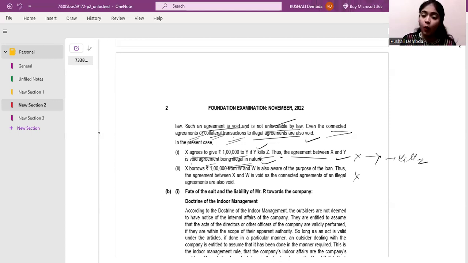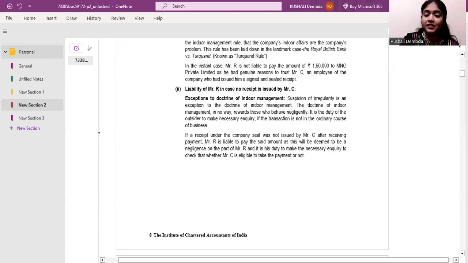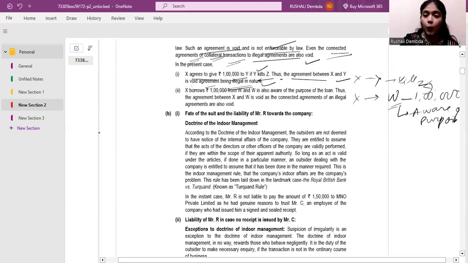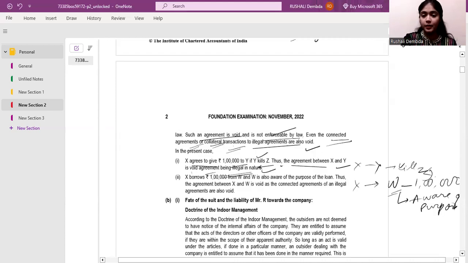Now, X borrows money from W to pay Z. To pay Y, he has to borrow some money. This 1 lakh he's going to borrow from Y. Now, Y is also aware of the purpose of the loan, right? So he has done wrong over here. He's also aware of the purpose of the particular agreement.